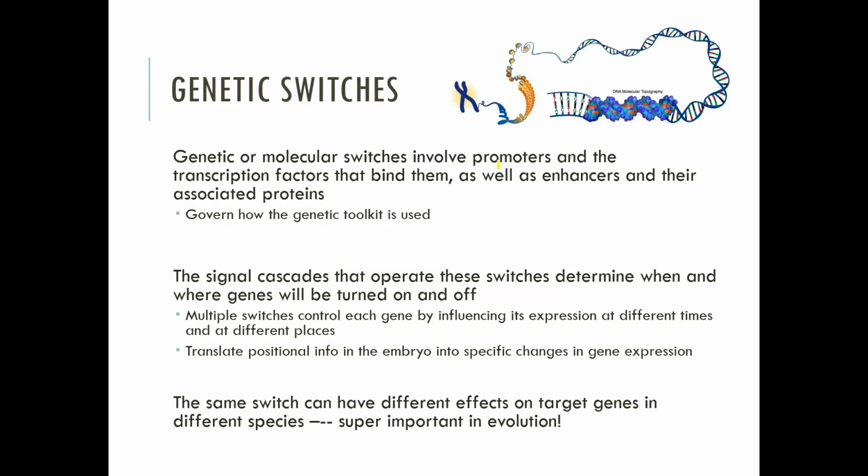But these molecular switches are essentially on-off switches for genes. They involve the promoters, those binding sites for RNA polymerase; the transcription factors, those proteins that bind in order to allow RNA polymerase to bind; and enhancers, which are going to promote transcription. Essentially these switches signal cascades, so they determine where and when genes will be turned on.